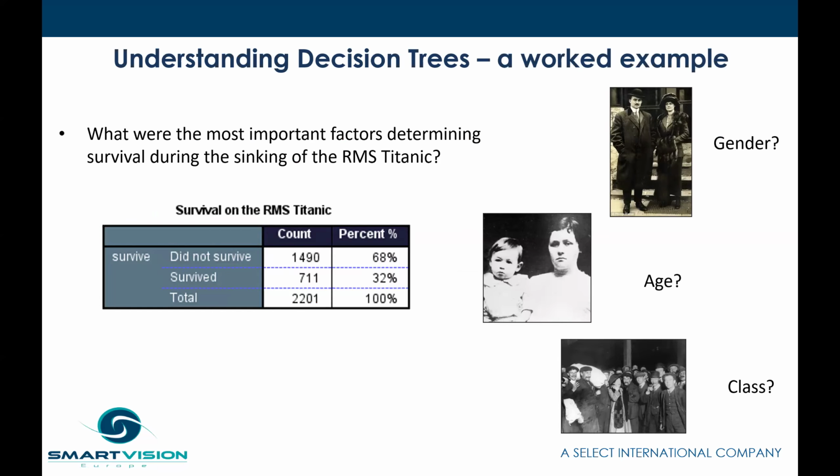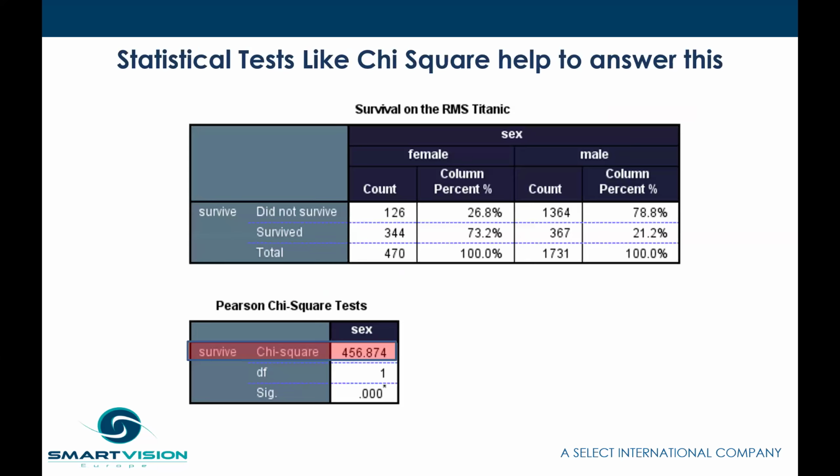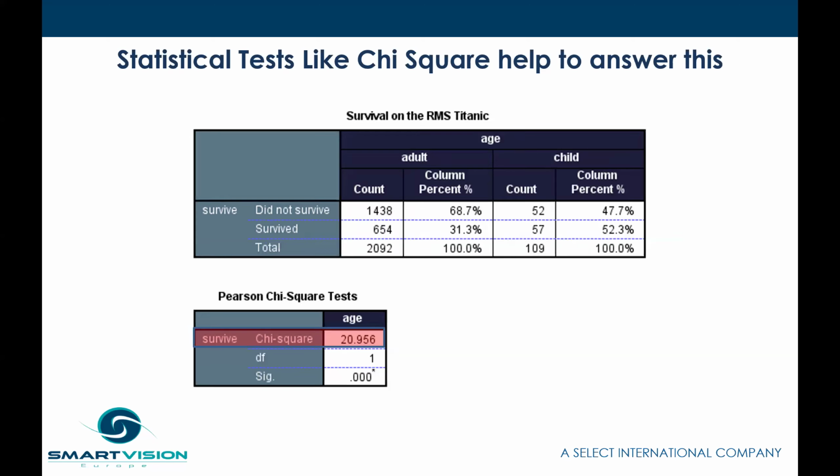That's harder, but decision trees are pretty good at that. With a decision tree, it would run a chi-square test and see whether or not these variables actually made a difference. Here we can see that female survival rate was 73%, and that gives us a chi-square value with a probability value attached to it. Whereas for adults, survival rate was only 31%, whereas children's survival rate was 52%.